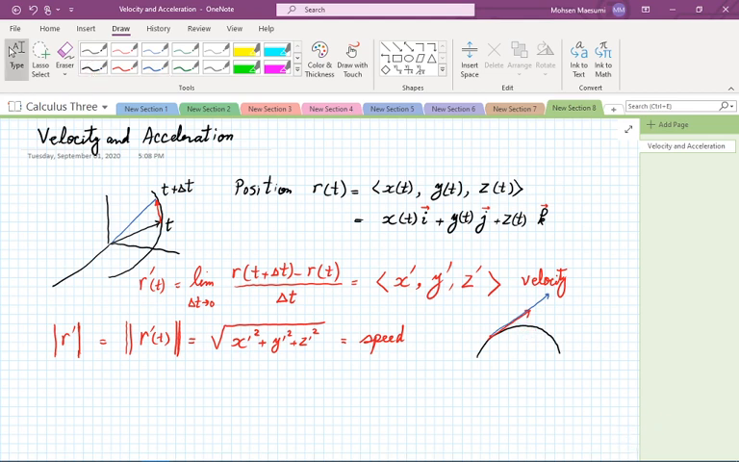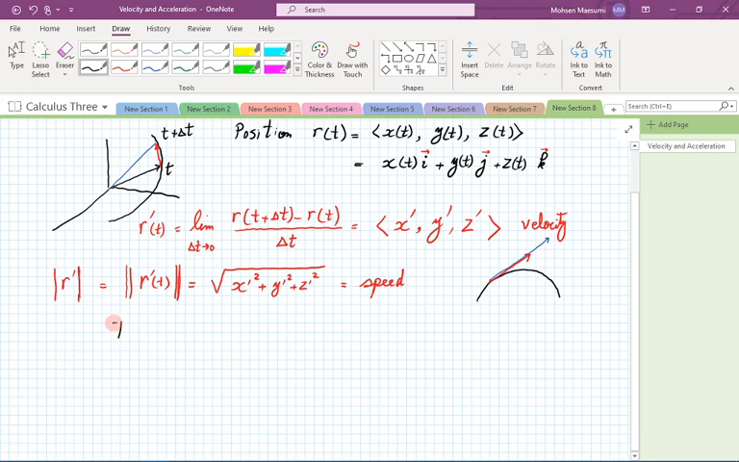So let's write: a tangent vector is any multiple of r prime. So when you calculate the velocity, any multiple of that works. If I multiply r prime by 2 or divide by 2 or anything, I will have a tangent vector.